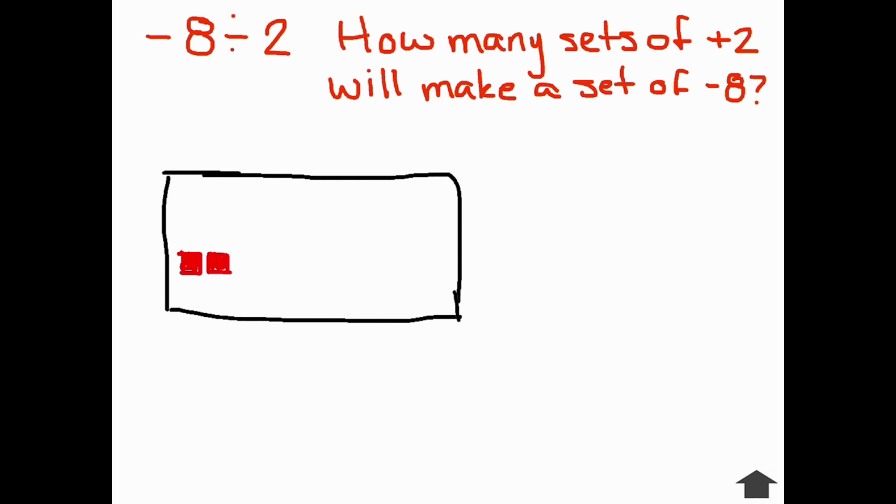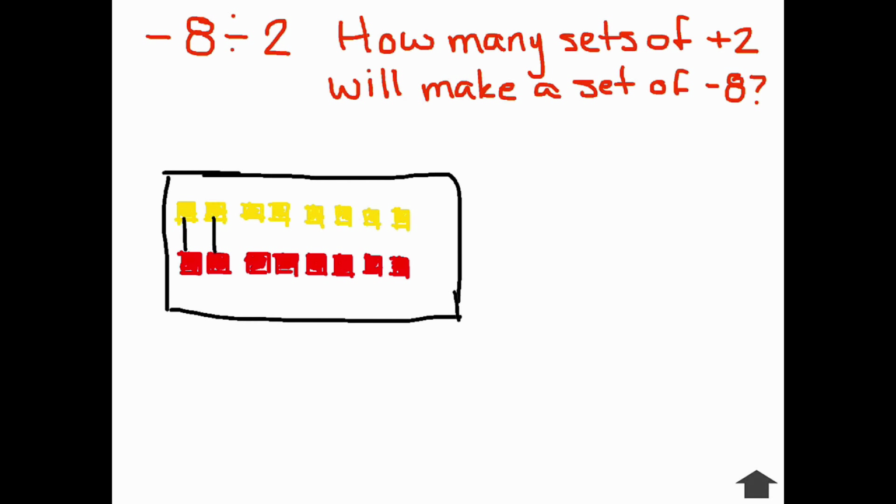Remember in the multiplying, we used sets of positive and negative pairs when we were trying to remove things from our box. Could we do something similar here? Well, let's try. I'm going to start by putting in 8 negatives. Now I'm going to add in 8 positives that pair up with those negatives. Now I have put in my positive 8 and my negative 8, but in looking at my box, it looks like they're going to cancel each other out.